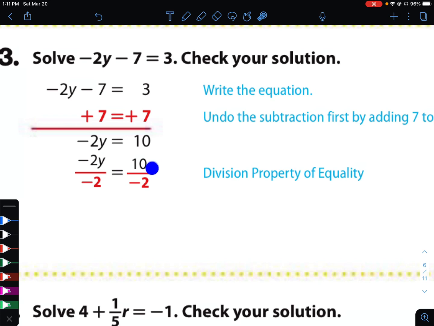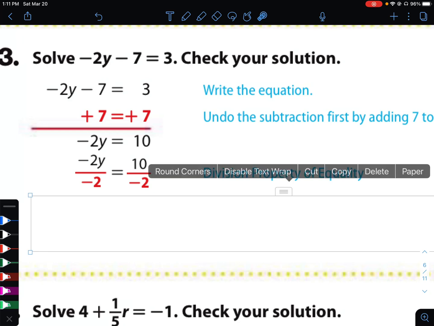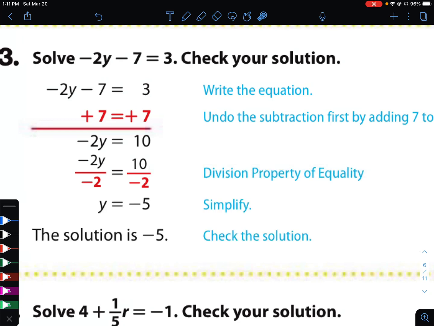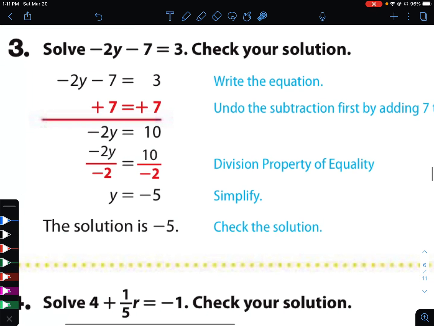We know that 10 over negative 2, or a positive over a negative, is a negative. So y is equal to negative 5. Okay, so the solution is negative 5. So I'll leave it up to you to check the solution for this example.